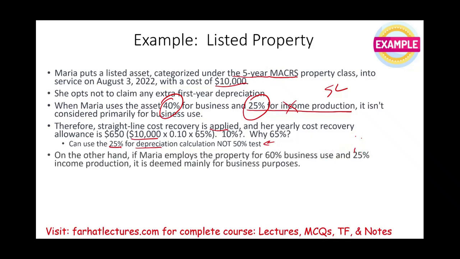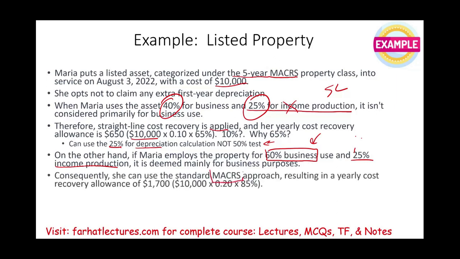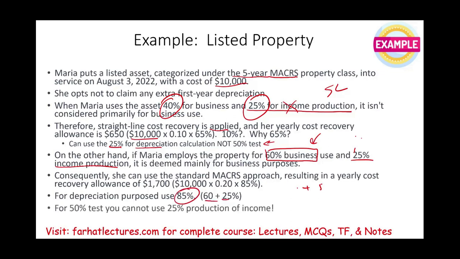On the other hand, let's assume Maria employs the property 60% for business and uses 25% for income production. Here, what's the majority of the use? It's business use. We surpass the 50% test. Which method do we use now? We have to use MACRS, because we are using this mainly for business, more than 50%. How do we compute MACRS? We take 10,000 times the MACRS rate for 5 years, which is 20%, from the MACRS tables, times 85%. Why 85%? 60% plus 25%. So for depreciation purposes, we do use the income production. For the 50% test, you cannot use the 25% production of income. I don't need it anyway, because I'm already using the asset 60% of the time.